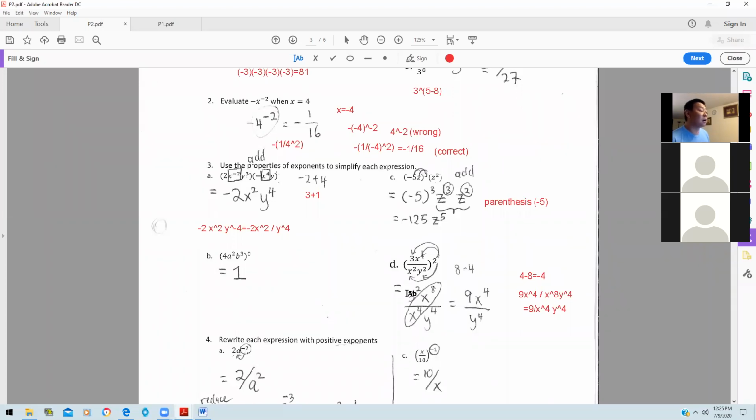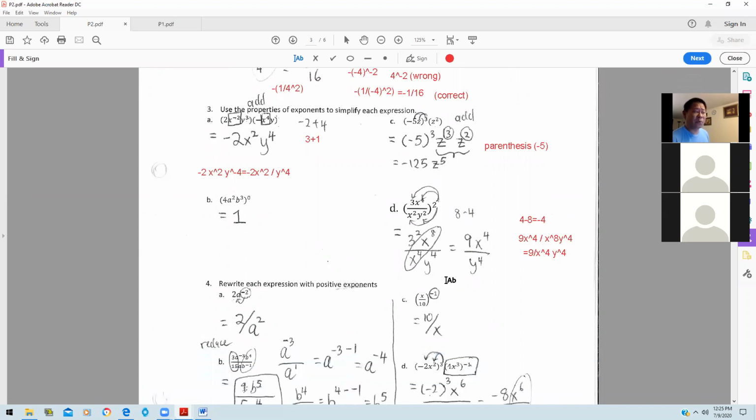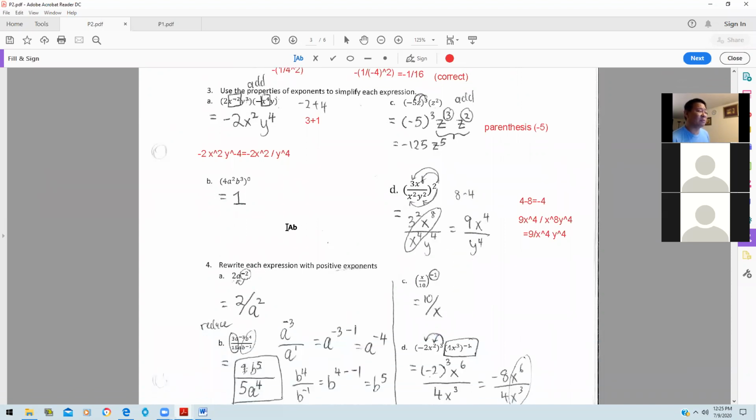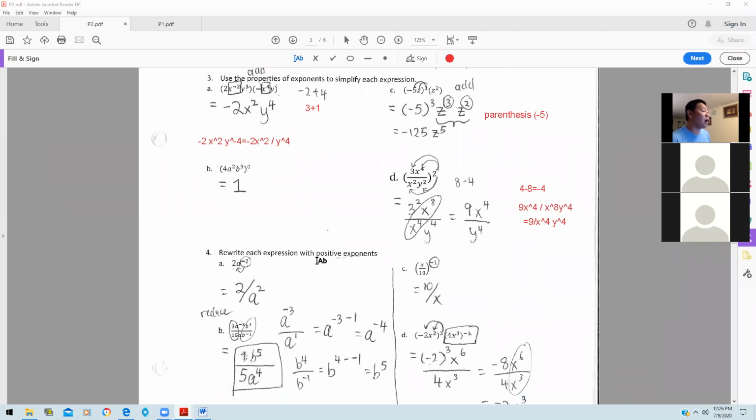The reason why is because 3 squared is 9. Okay. You guys following so far with these exponents? This is kind of a review. Some of you already know this, but it is something that we need to emphasize. Yes. Okay. Good. Next, we will talk about rewriting it with a positive exponent.